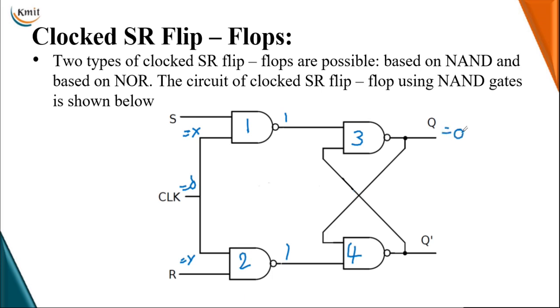So if Q is 0, the next state is also 0. If Q is 1, the next state is also 1. This defines the no change state.